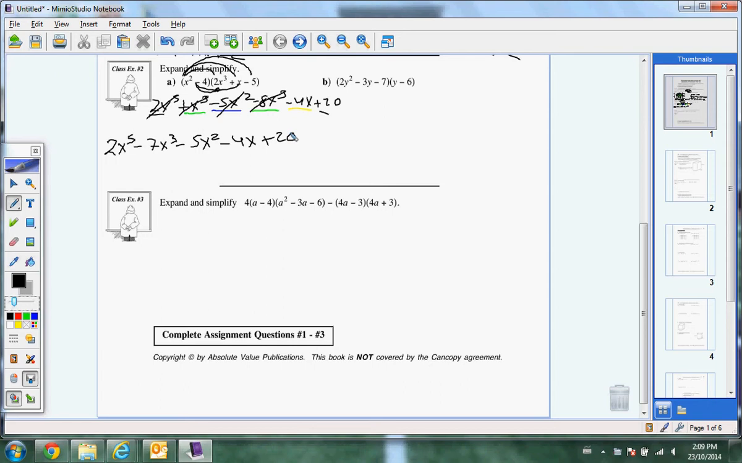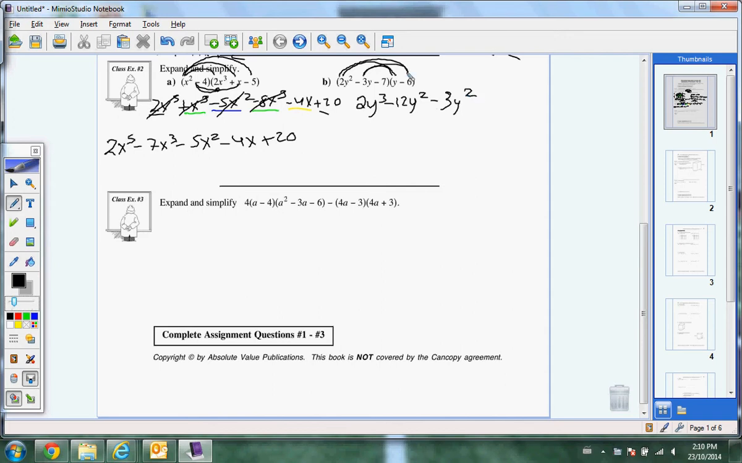Okay, so now this one here, we're to Tatum. What's 2y squared times y? 2y cubed. Okay, what's 2y squared times a negative 6, Alex? Good. Okay, then we have Jad. What's negative 3y times y? Negative 3y squared. Good. And then back to the front.